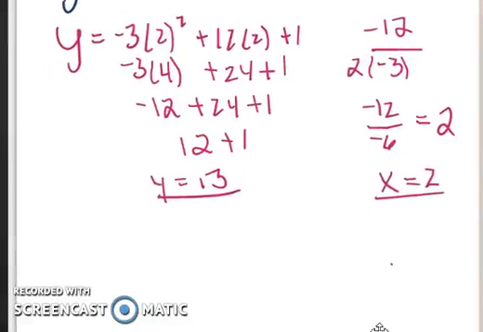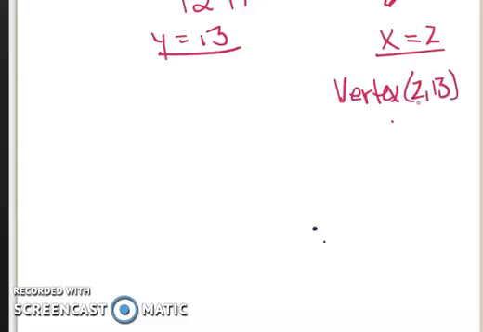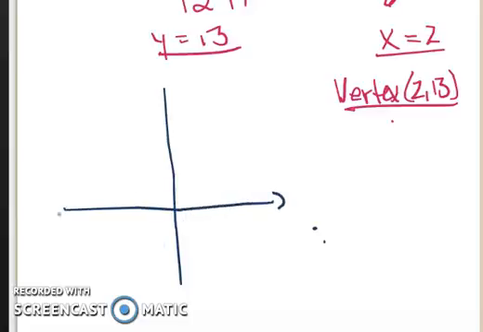Let's go ahead and move this down. Now we have our vertex at 2, 13. If we draw our graph here, it's going to be right there: 2, and then 1, 2, 3, 4, 5, 6, 7, 8, 9, 10, 11, 12, 13. And there's my vertex. Vertex right there.